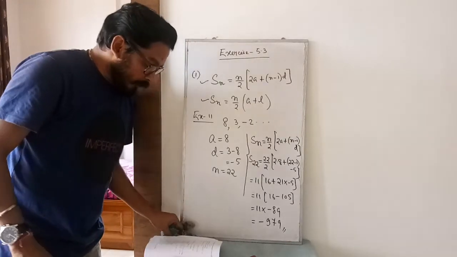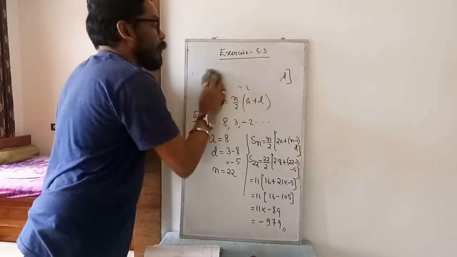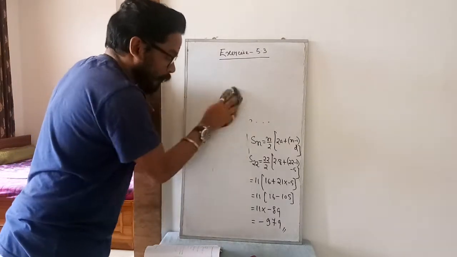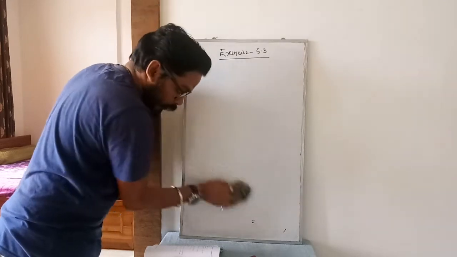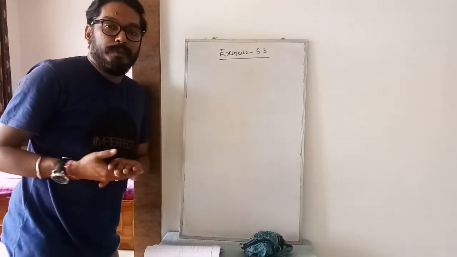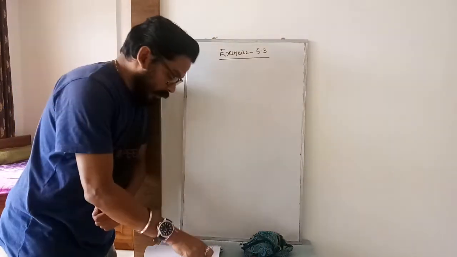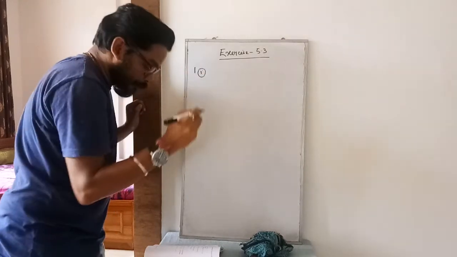So Roman 1, question number 1, what did they say? Find the sum of the following AP. You have to find out the sum. They have given the AP. Roman 1: 2, 7, 12, up to 10 terms. That means you have to find out the sum up to 10 terms. So I will go for question number 1, Roman 1.